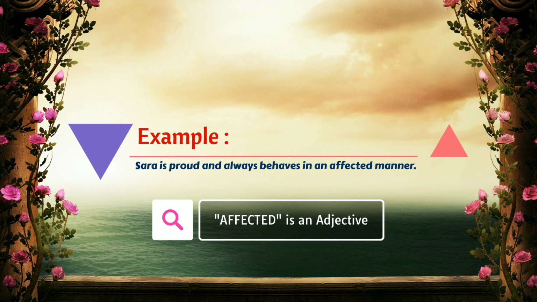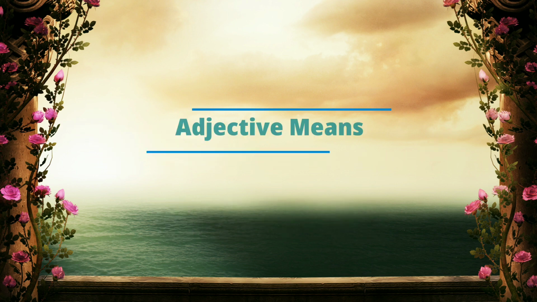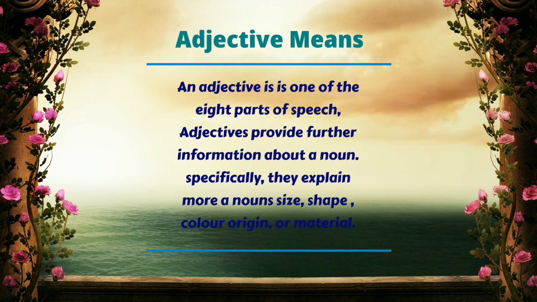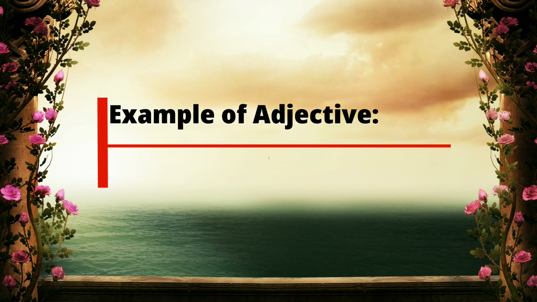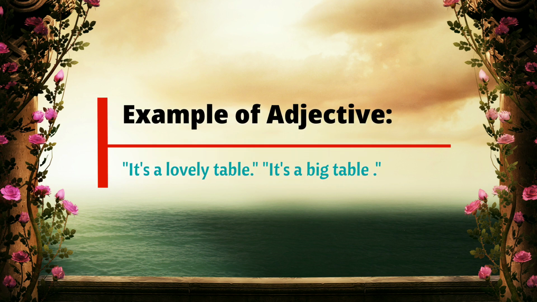Here affected is an adjective. An adjective is one of the 8 parts of speech. Adjectives provide further information about a noun. Specifically, they explain more about a noun's size, shape, age, color, origin, or material. Example: it's a lovely table. Did you see how big that dog was?